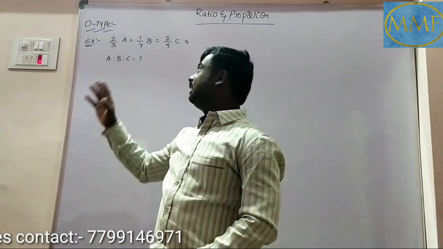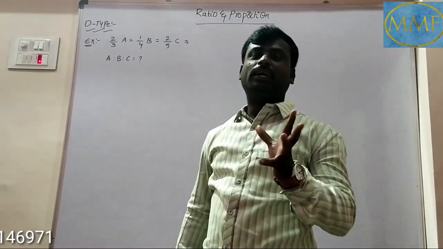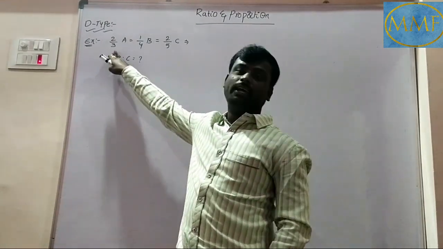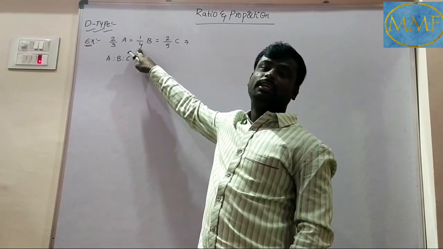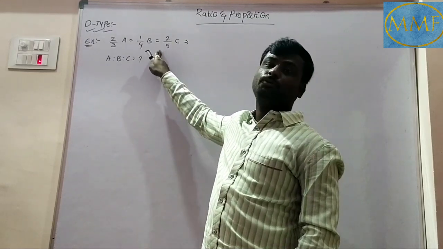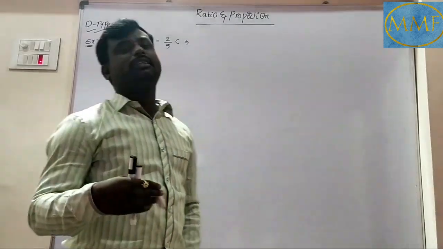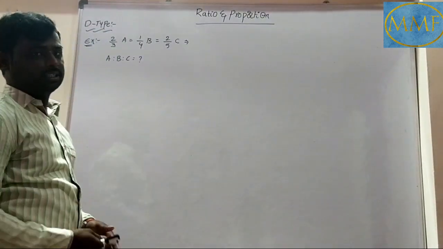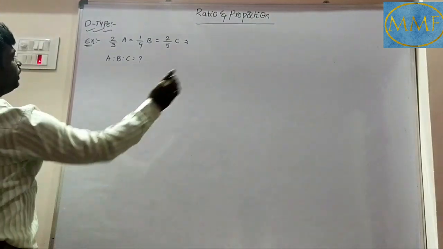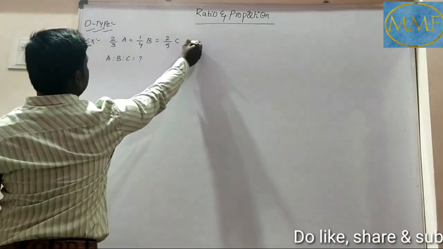Now let's see D type. Here you have fractions: 2 by 3a is equal to 1 by 4b is equal to 2 by 5c. Then we will ask what is a is to b is to c. First we will discuss the concept, then we will discuss the logic. Now what is the concept? Very simple here: let it be equal to some constant k.